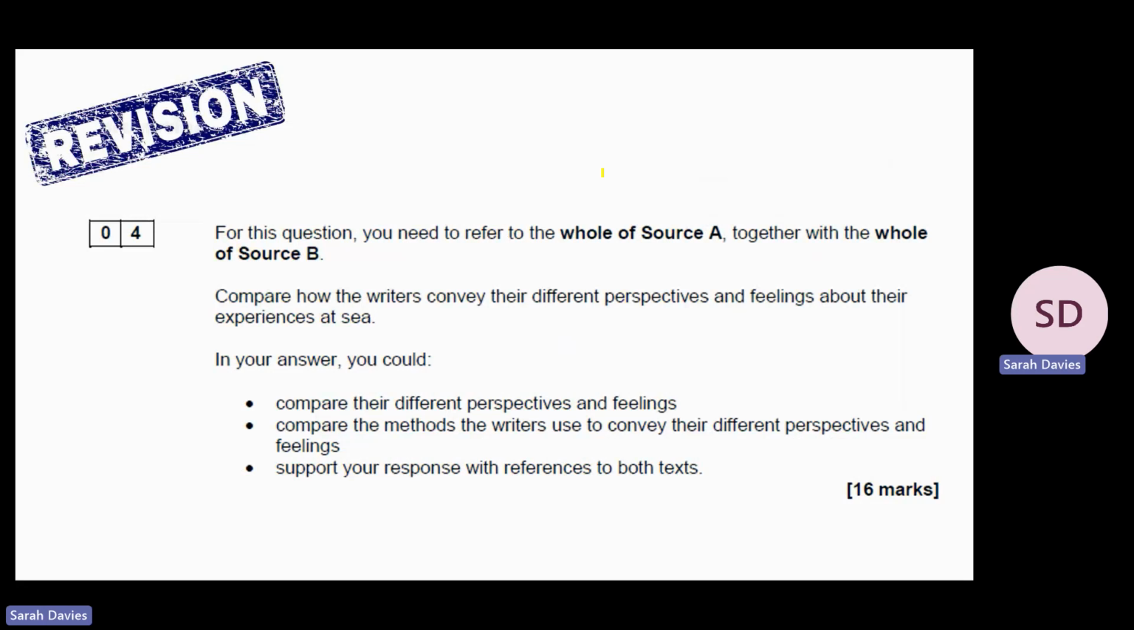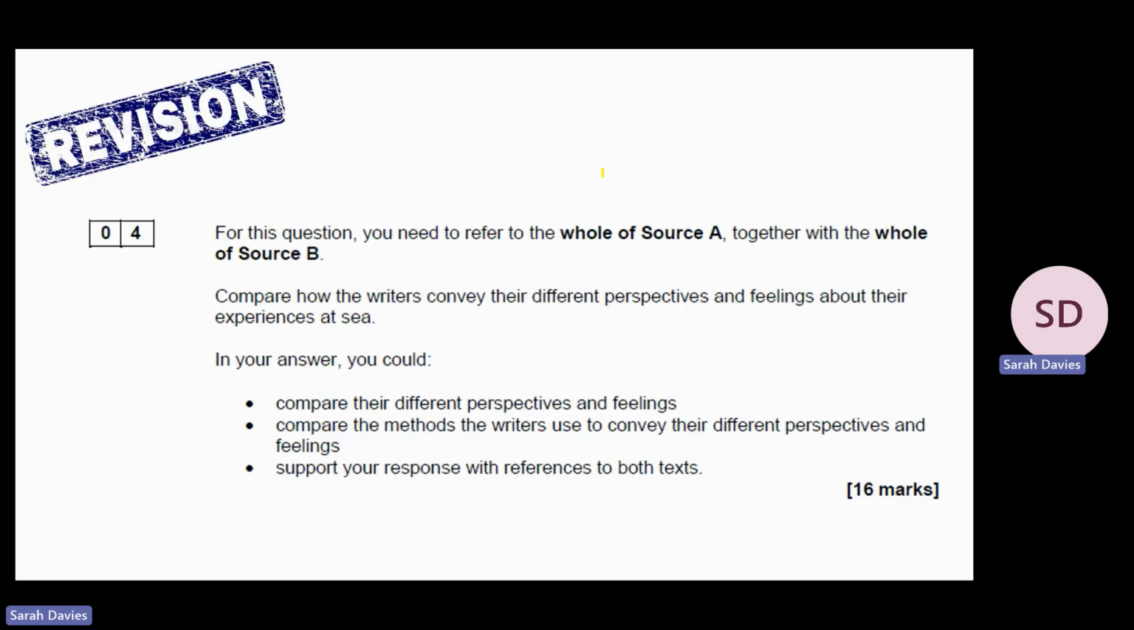Now, the question itself, so for example, in this circumstance, is the question where you need to refer to the whole of source A and the whole of source B. Compare how the writers convey their different perspectives and feelings about the experiences at sea. Now, whether it asks for different perspectives or whether it asks for their feelings and experiences at sea is obviously down to the question itself.